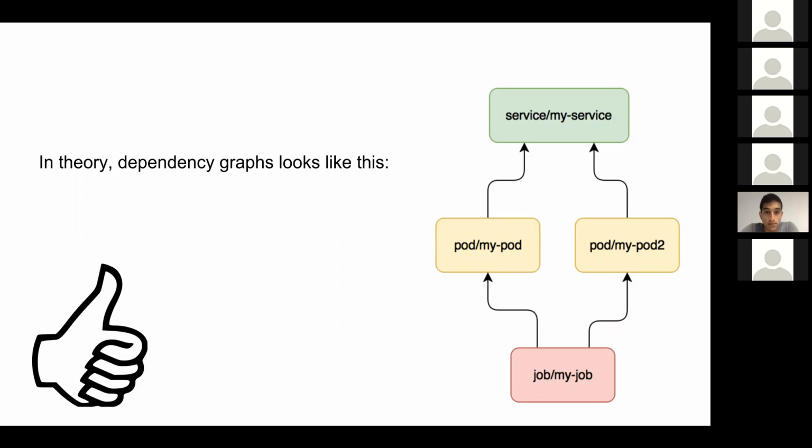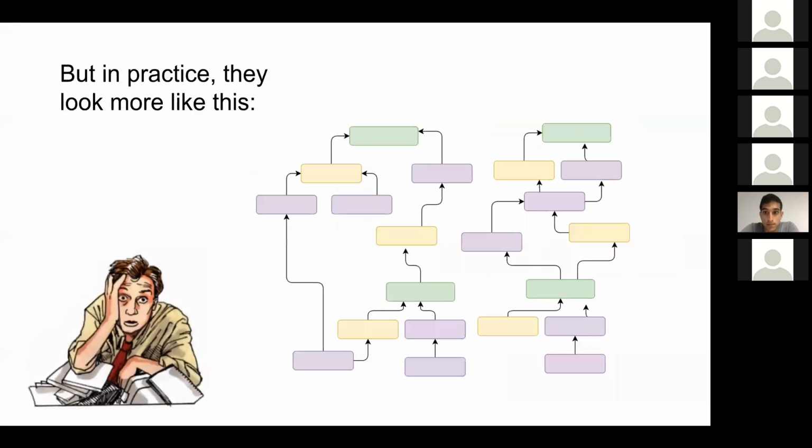Here's how a dependency graph may look. If you take a look at the examples that come with app controller, they all have dependency graphs that look more or less like this. The problem is that in real life it looks more like this one, the one on this slide.